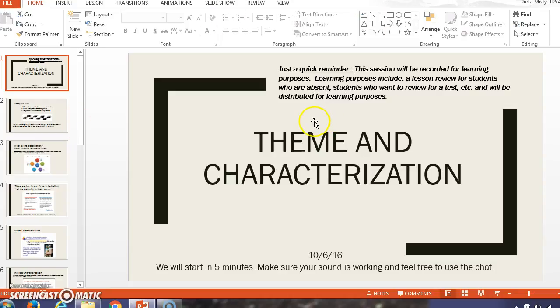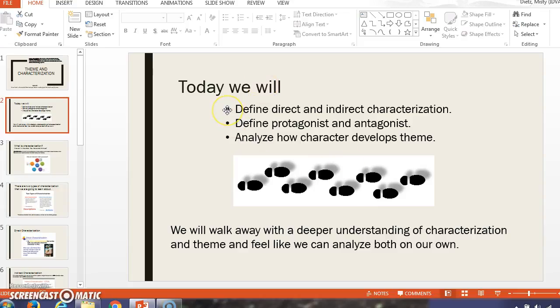The big ideas that we're focusing on in Unit 2 are theme and characterization. Our goals are to define direct and indirect characterization, define protagonist and antagonist, and then define and analyze how characters develop over time. Hopefully after you watch this you'll leave with a deeper understanding of characterization and theme and feel like you can analyze both on your own, because that's what you'll be doing for Unit 2. So first we're going to start with characterization.